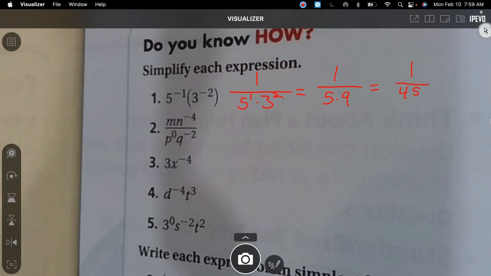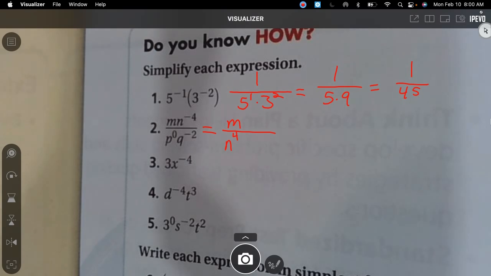Notice number 2, what happens? There's no numbers, no coefficients, no numbers out front. Those are all variables. So if it has a negative exponent, you move it. If it does not have a negative exponent, you do not move it. Anything to the 0 power is 1. Do I move the m? No, I do not. I'm going to write it. Do I move the n? Yes. It's in the top, so I'm going to move it, and it becomes n to the 4.